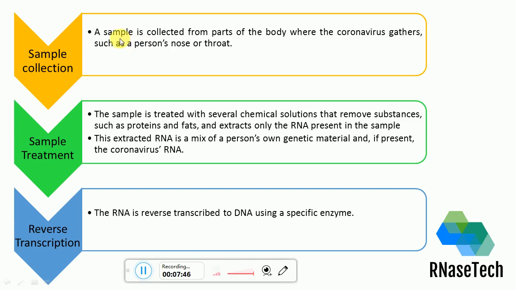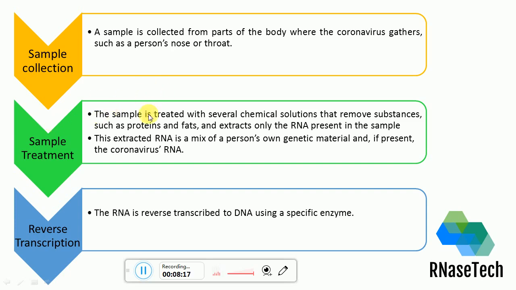So the first step is a sample is collected from the part of the body where coronavirus gathers, such as the person's nose or throat. Now the second step. Remember, for PCR we want the genetic material as a starting material so that we can begin the process of PCR. So the second step is sample treatment. We remove all the extra material except the genetic material of the virus or the genetic material of the human being for which the sample is being taken.